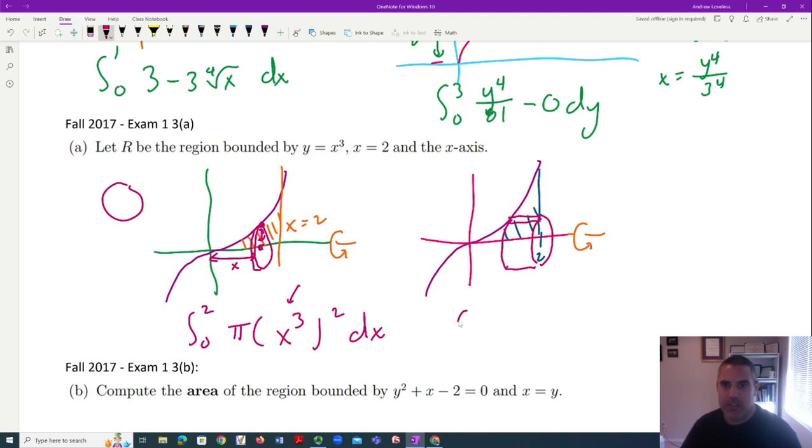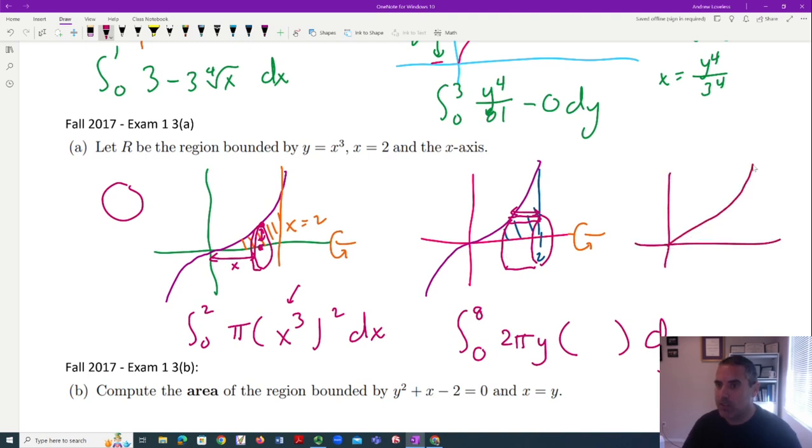This one's going to look like this if we're doing the same problem but in terms of y. It's going to be 0 to 8. It's going to be 2 pi times y dy. And the thing that's going to go here is going to have to be this length right here. So in order to figure out that length, you're going to be faced with the following challenge. This thing's labeled y, you're going to walk out, and you're going to need to label this, and you're going to have to subtract to find that length. So the question is, how do we label those?